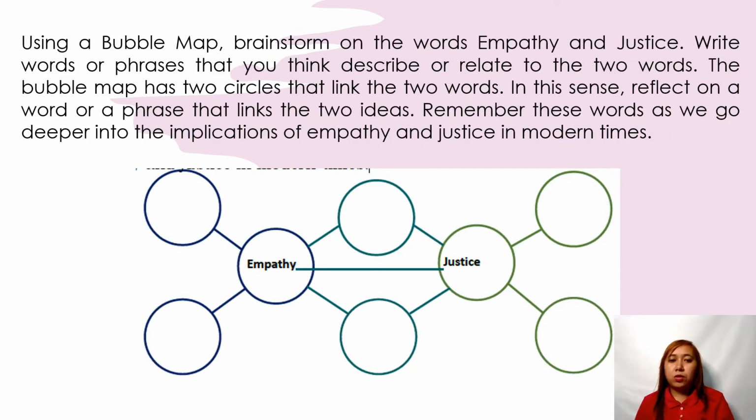Open your module 1 on page 2. Go to Let Us Try. So using a bubble map, brainstorm on the words empathy and justice. Write words or phrases that you think describe or relate the two words. The bubble map has two circles that link the two words. In this sense, reflect on a word or a phrase that links the two ideas. Remember these words as we go deeper into the implications of empathy and justice in modern times.